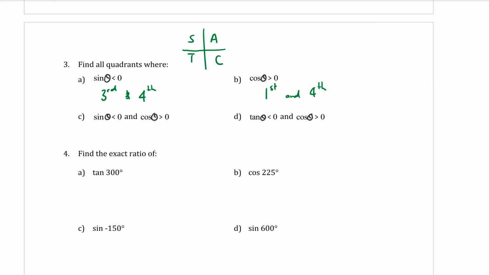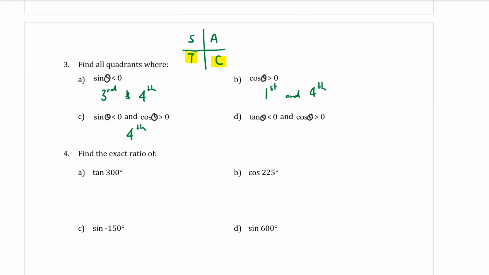Part C, find which quadrants sine is less than 0, so sine is negative. Sine is going to be negative in the tan and the cos quadrant, but also cos has to be greater than 0, so cos has to be positive. Cos is not positive here. Out of those two options, cos is only positive there. So using both of those restrictions, it's only the 4th quadrant that works for both of those situations.